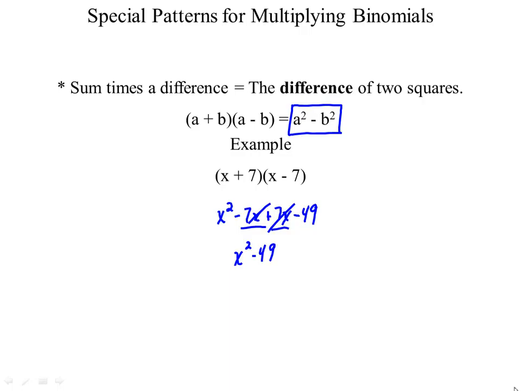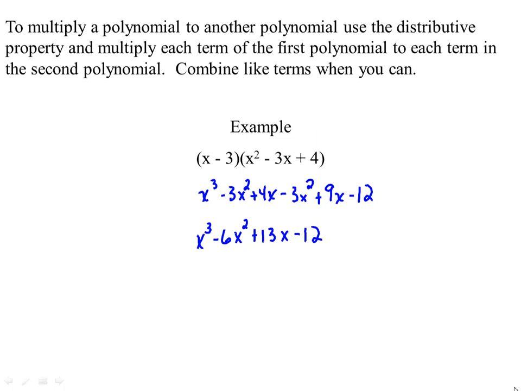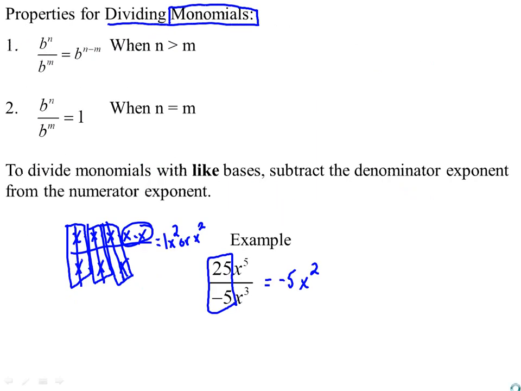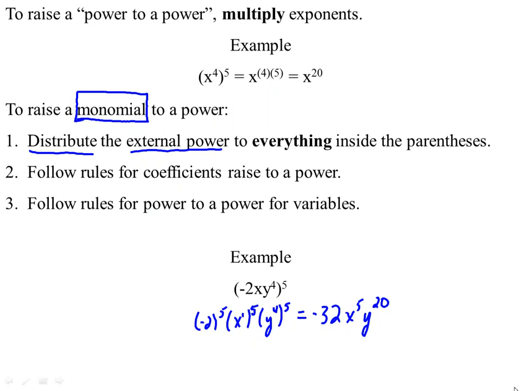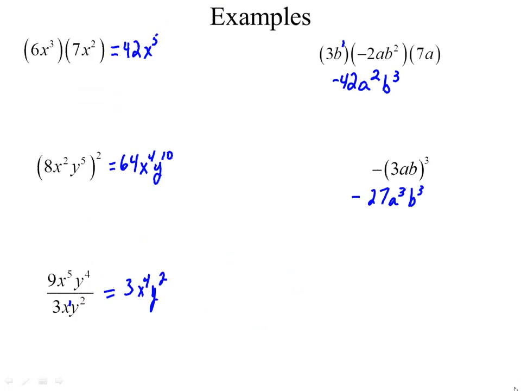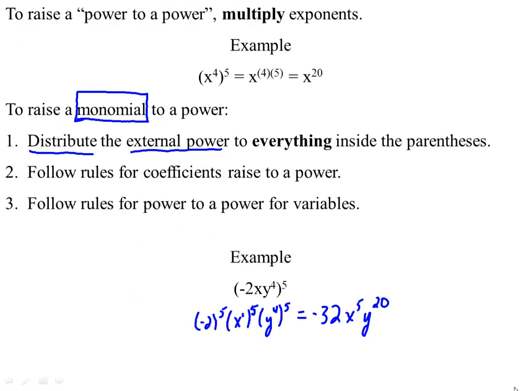All right, so what about this? Notice the name of this thing. This is called a binomial squared. Do you remember what I told you when you were doing this? Or even this? Do you remember what I told you?